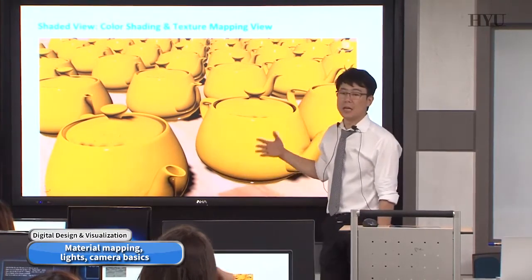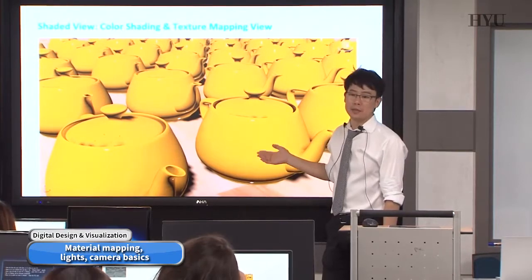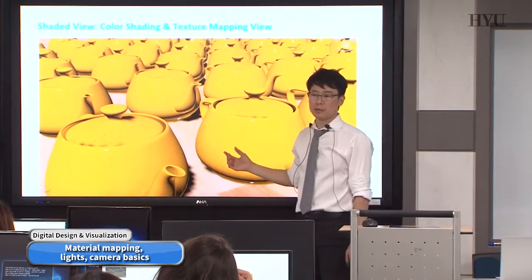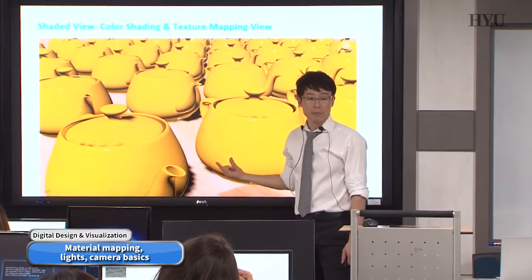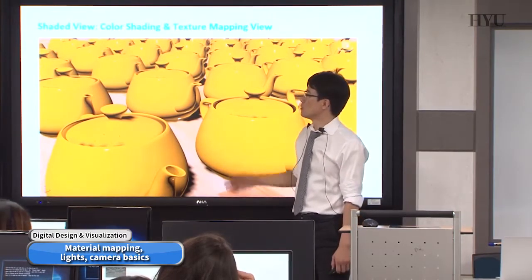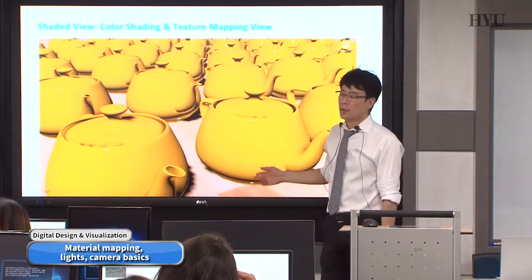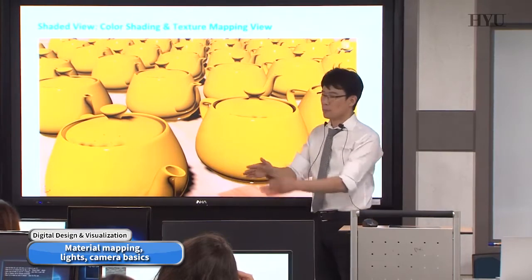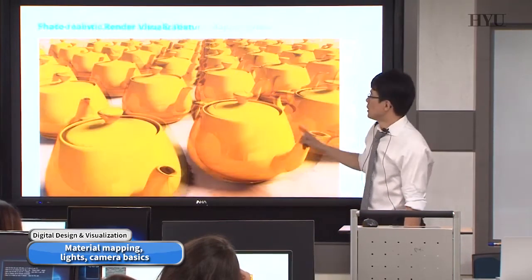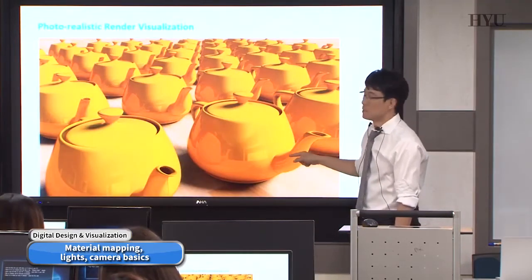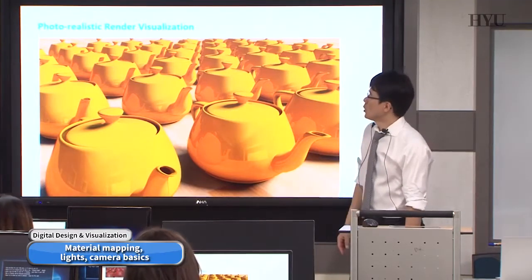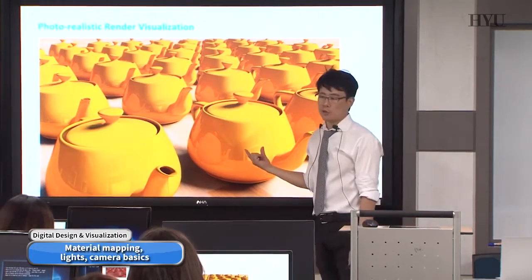But this is not photorealistic rendering. This is real-time render, something like game environment. Games use this kind of real-time rendering. You can get this image from the viewport of 3D Max. This is photorealistic render, okay? For doing this, what you need, take a look.